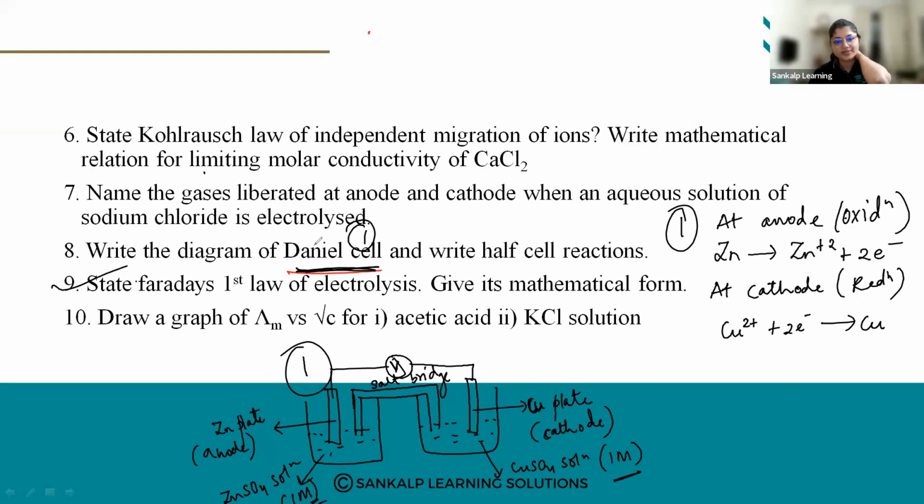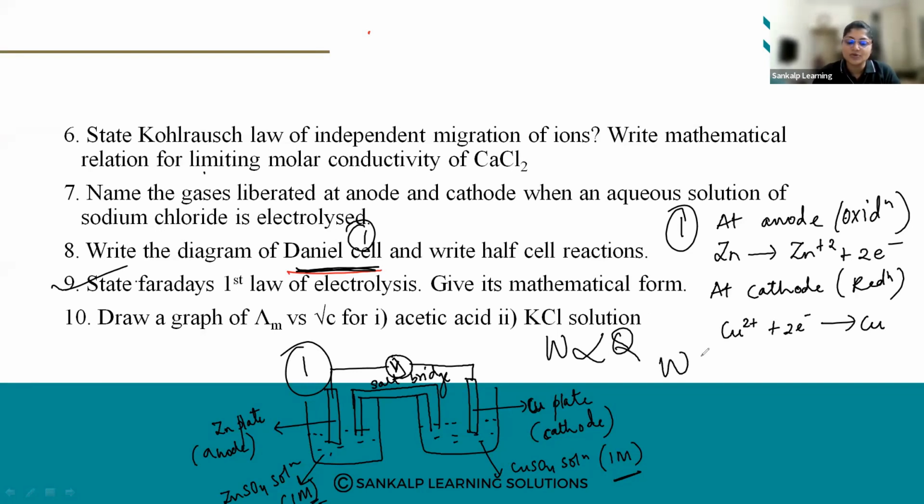So this was the first law of electrolysis. The amount of substance liberated at the electrode is directly proportional to the quantity of electricity passed through the electrolyte. How much electricity you pass, that much substance is liberated. It is directly proportional. So it is given as: W is directly proportional to Q, that is the charge.